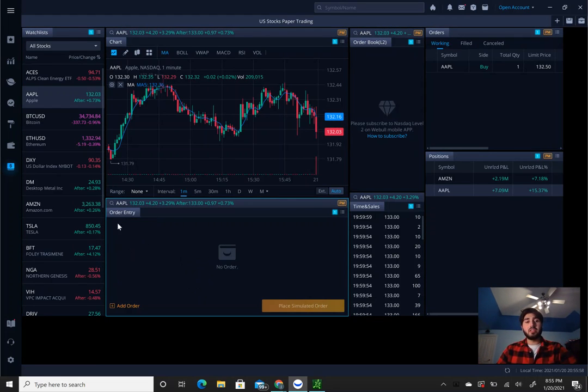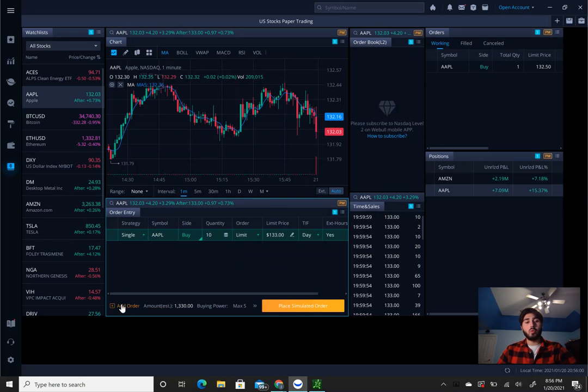As you can see here, this is the order entry. You can click add order, and you get this pop-up right here. Strategy is always going to be single. This is really for if you have two accounts, which doesn't really apply in this case. Symbol, Apple, right? Always make sure you're trading the right symbol so you don't get screwed over.